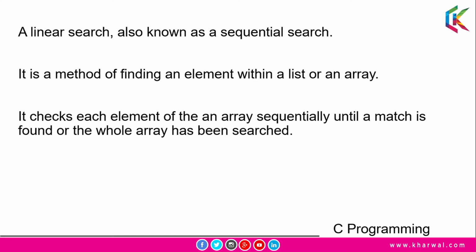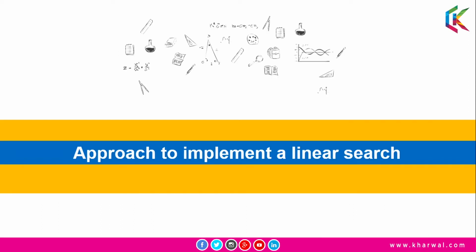Now guys, let's go ahead and discuss the approach to implement a linear search. Suppose we are finding the location of an element n in an array. Begin with the first element of the array and one by one compare n with each element. If n matches with an element, then return the index of that particular element. And if n does not match with any of the elements, then it will return -1.